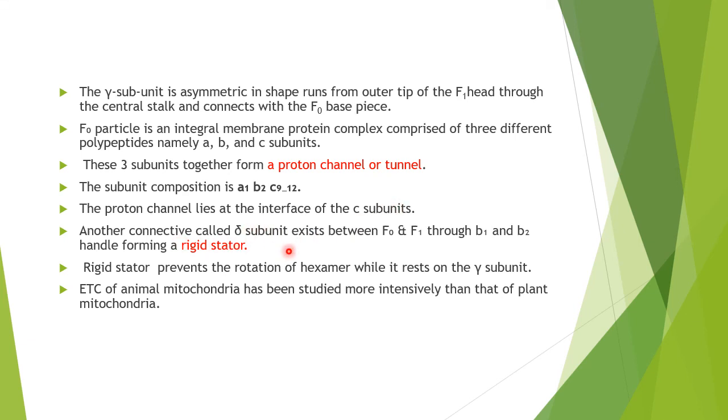Another connection exists between F0 and F1 through the B1 and B2 handle, which forms a rigid stator that will help to stop it. The rigid stator prevents the rotation of the hexamer. The hexamer is the F1 particle, while it rests on this central subunit. The ETC of animal mitochondria has been studied more intensively than that of plant mitochondria.